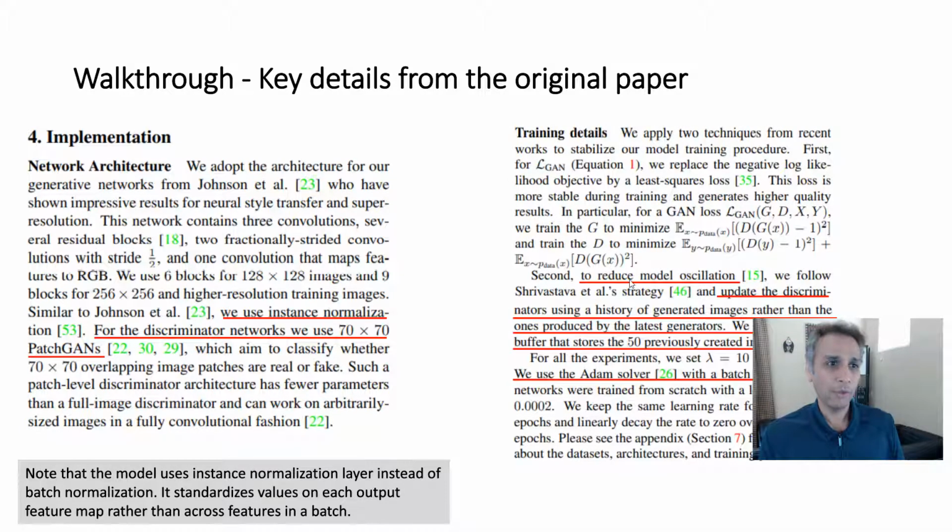And another one, to reduce this oscillation, the discriminator is updated not just on the generated image. Typically, how do you update a discriminator? You generate an image, which is a fake image, and supply that to the discriminator. And then you pick a real image, and supply that to the discriminator. And then the discriminator is trained on these real and fake images, so it can get trained in identifying them. Now, here, they are suggesting that they keep an image buffer that stores 50 previously created images, and they use that to train the discriminator using the Adam solver and a batch size of 1.